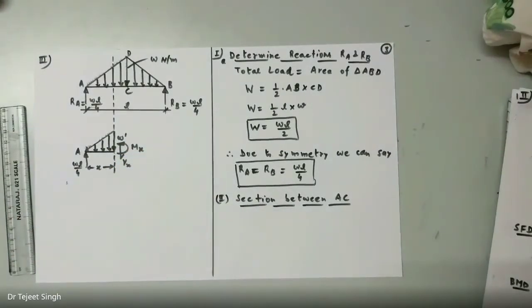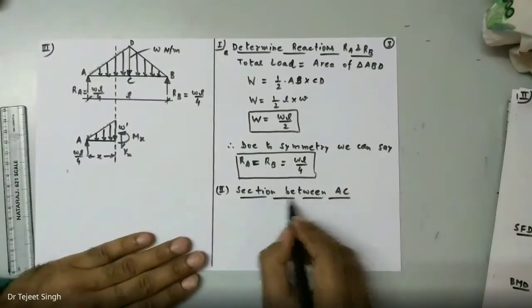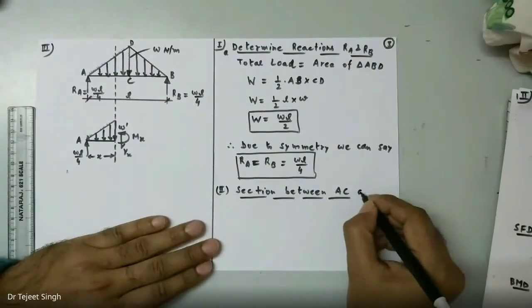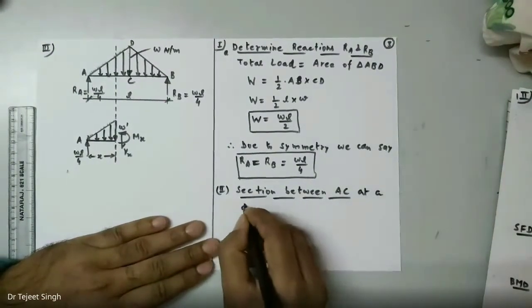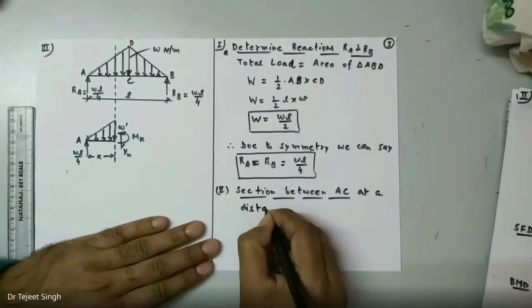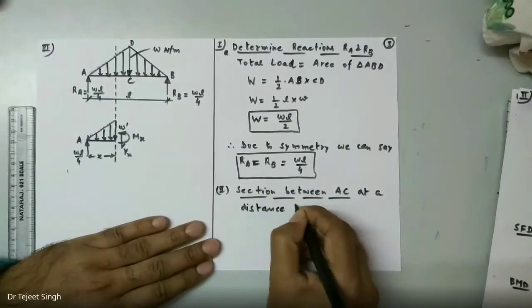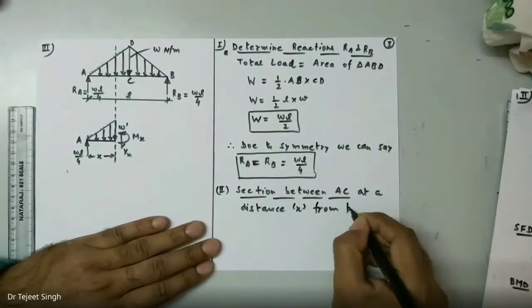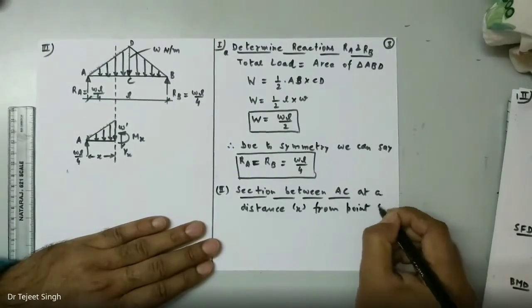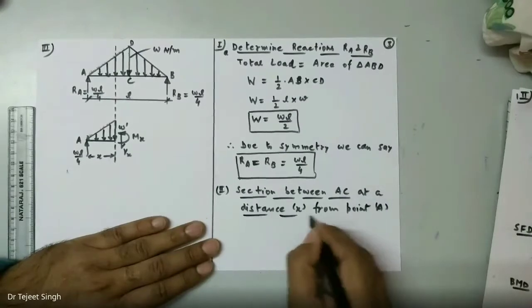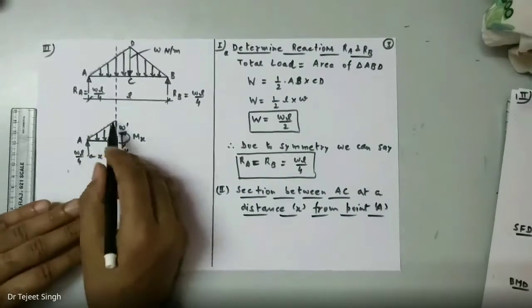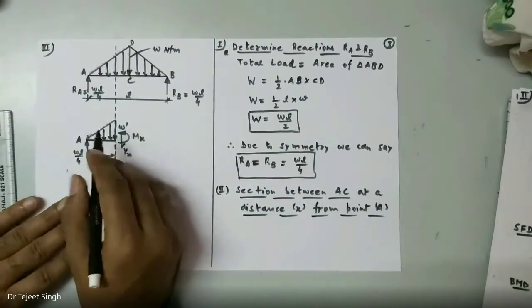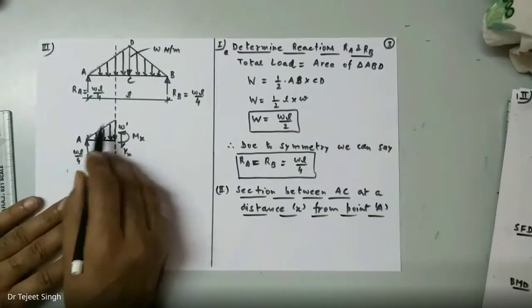Okay. So I have taken section between AC at a distance x from point A. And draw the free body diagram of left hand side. Okay. तो ये मैंने यहाँ पे फ्री बॉडी डायग्राम बनाई है.